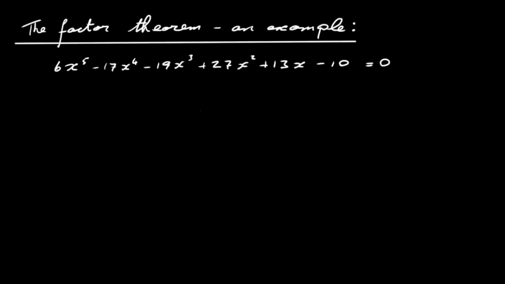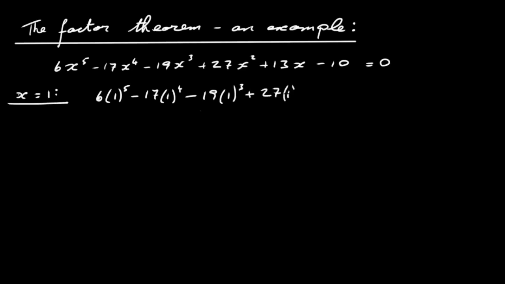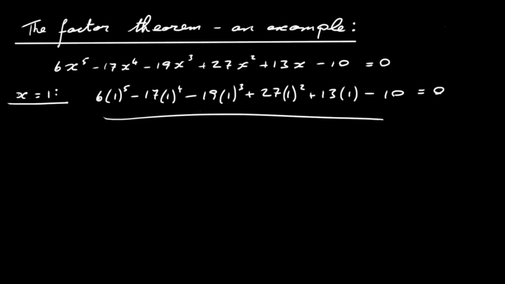So what we're going to do first in order to solve this is guess, if you like, a root and check it out. So what we're going to do is just take, let's say, x is equal to 1 first of all. So we're going to put 1 in here and see what happens. In other words, 1 raised to the power of 5, minus 17 times 1 to the power of 4, minus 19 times 1 to the power of 3, plus 27 times 1 to the power of 2, plus 13 times 1 minus 10. So we want to see, does this equal 0? Now when you do out the left hand side here, you do find that you do get 0.